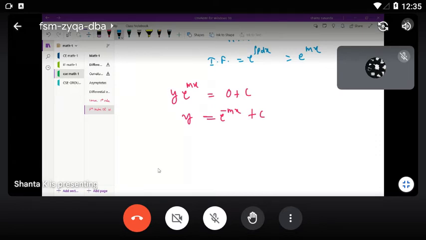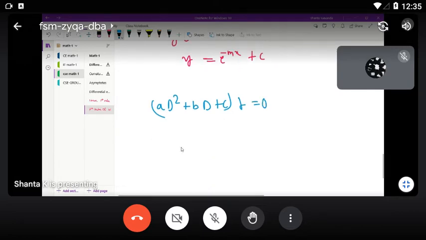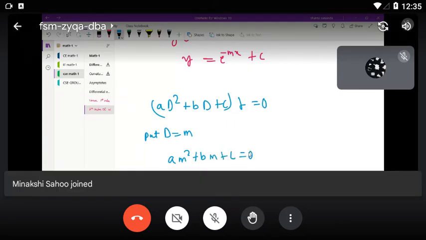So how we will find this one? We have this a d square plus b d plus c y equals to 0. So here what we try to do, we will substitute, we will put d equals to m. Okay. So what we are finding here, a m square plus b m plus c, and this equals to 0.